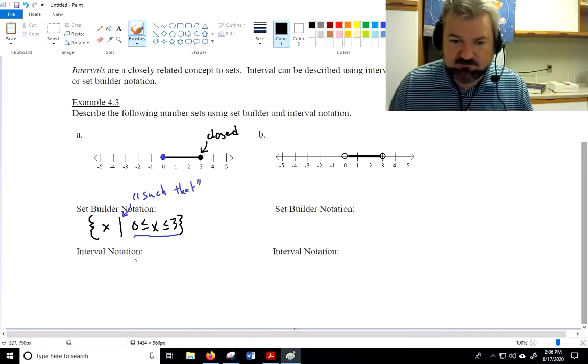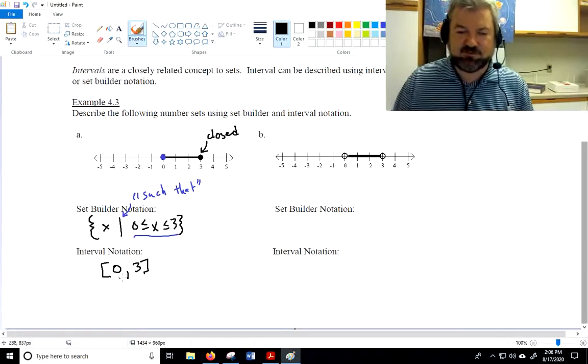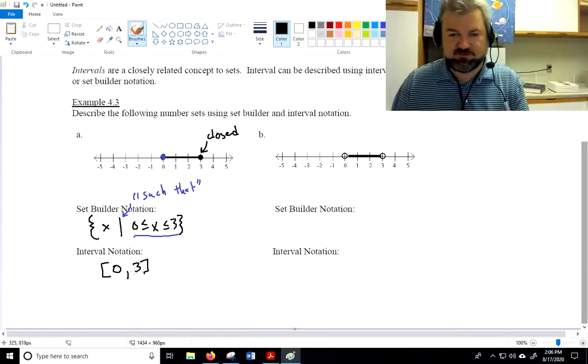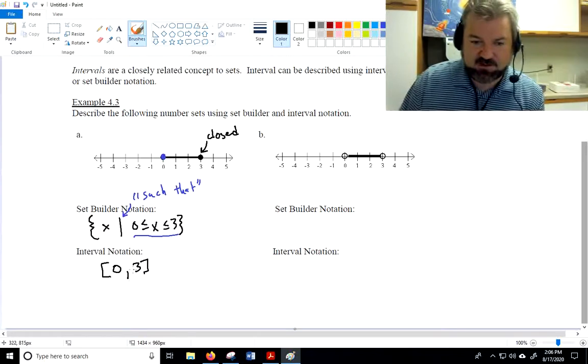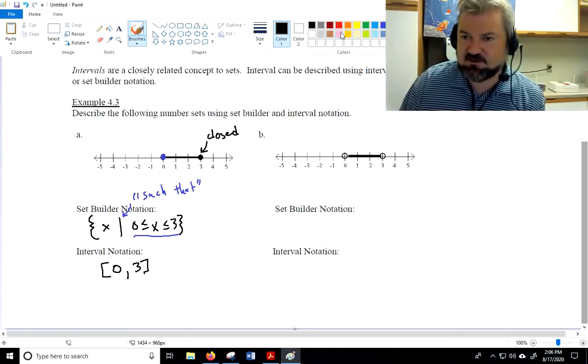A closed endpoint, we use a bracket. So a square bracket, 0, comma, 3. This interval is read to be simply all the numbers from 0 to 3. So you can see right away, interval notation is pretty easy to write, isn't it? But unfortunately, we need to learn both. We just must. Okay, let's go on to the next question.